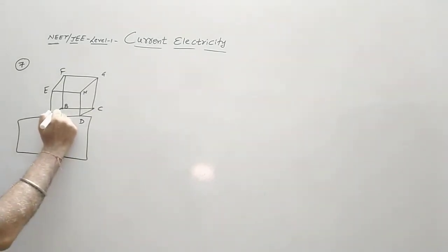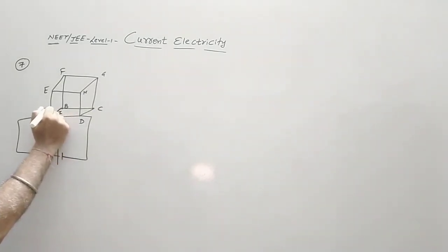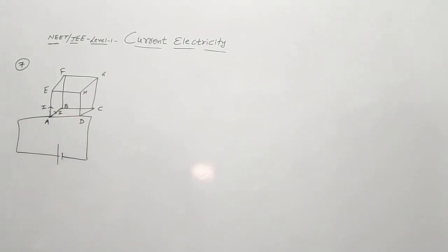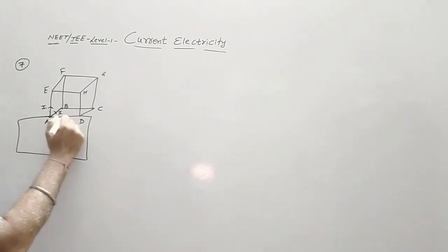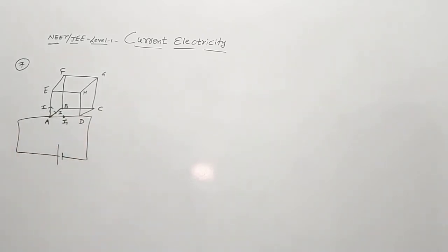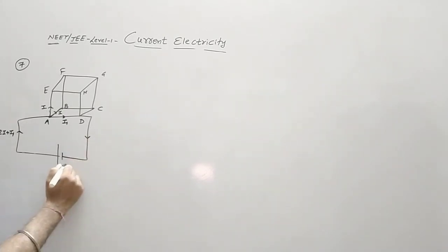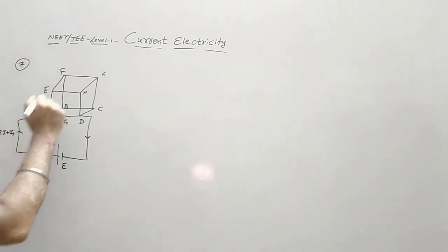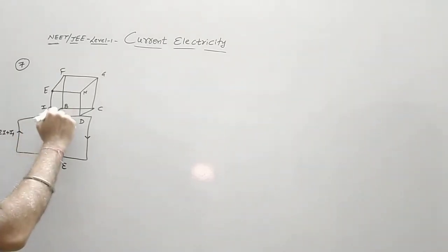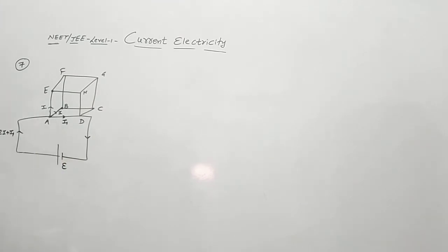So at the first instant, we take the current to be I and I. But in AD we have only one path, so let us name this current as I1. So the input should be taken as 2I plus I1. Now this much amount of current should come out, because charge can neither be created nor destroyed. This I comes to E and this I comes to B.